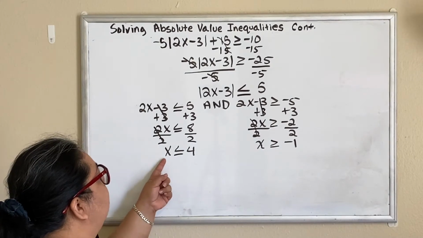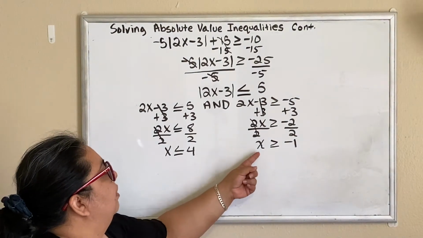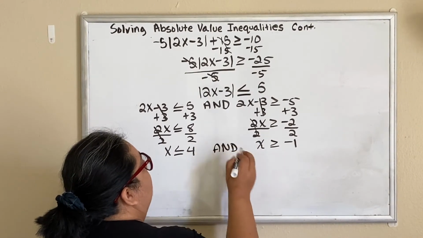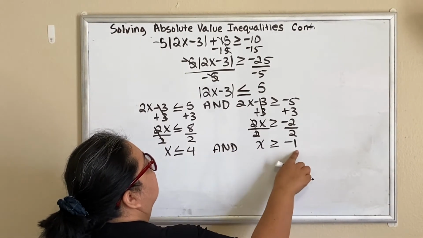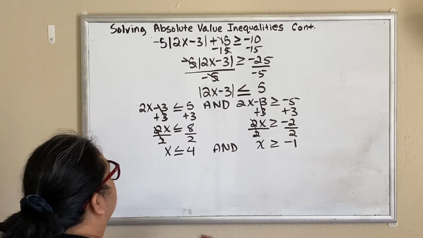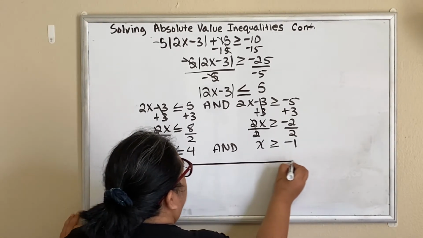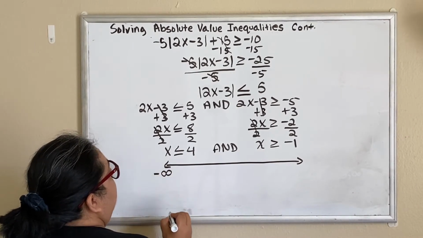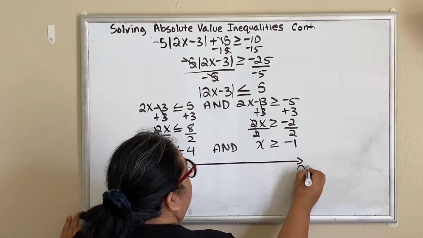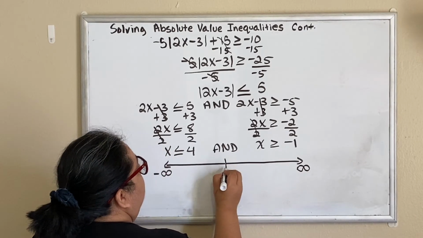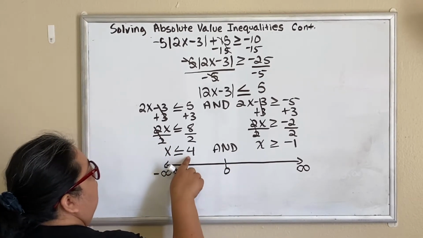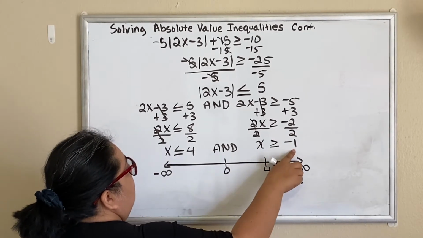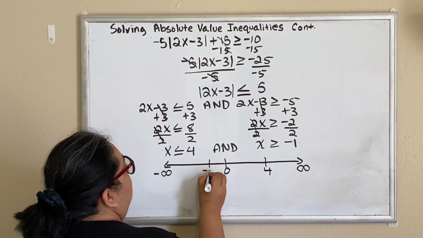So now that we have x is less than or equal to 4, and this is an "and" statement, and x is greater than or equal to negative 1, we can draw our number line. So we're going to draw our number line here. On the left, we have negative infinity. On the right, we have infinity. Somewhere in the middle is 0. Now positive 4 is going to be to the right of 0. Negative 1 is going to be somewhere to the left of 0.